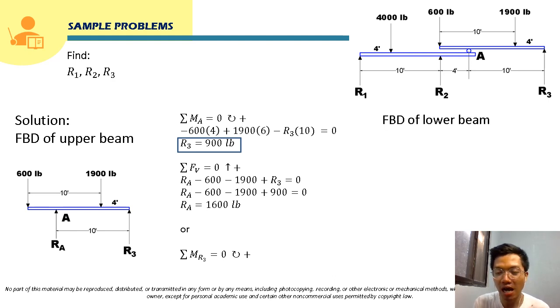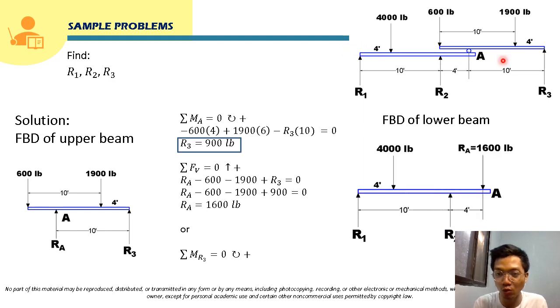Okay, so constructing now the free body diagram of the lower beam. So this is the lower beam. The reaction at A from here will be transferred to the free body diagram of the lower beam. And since it is directed upward here, in the free body diagram of the lower beam, it will be directed downward. So the obtained RA is 1,600. So this will be 1,600 pound, and it will be directed oppositely, no? So it will be directed downward here.